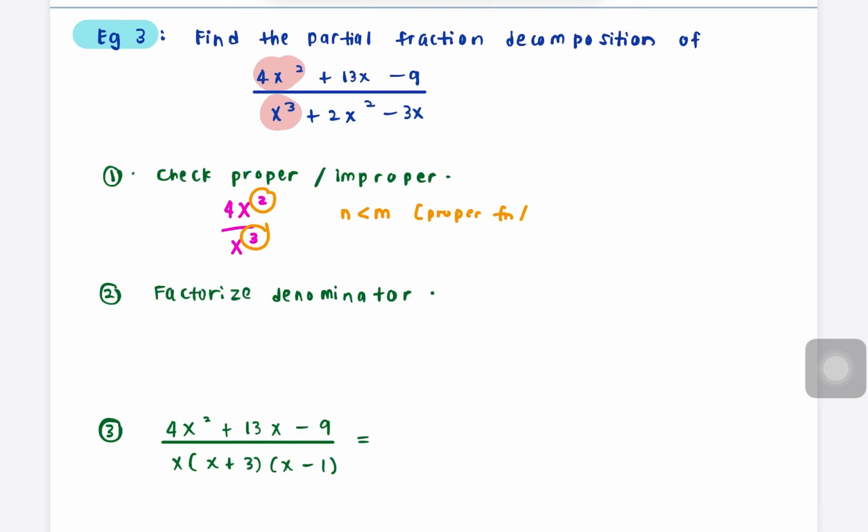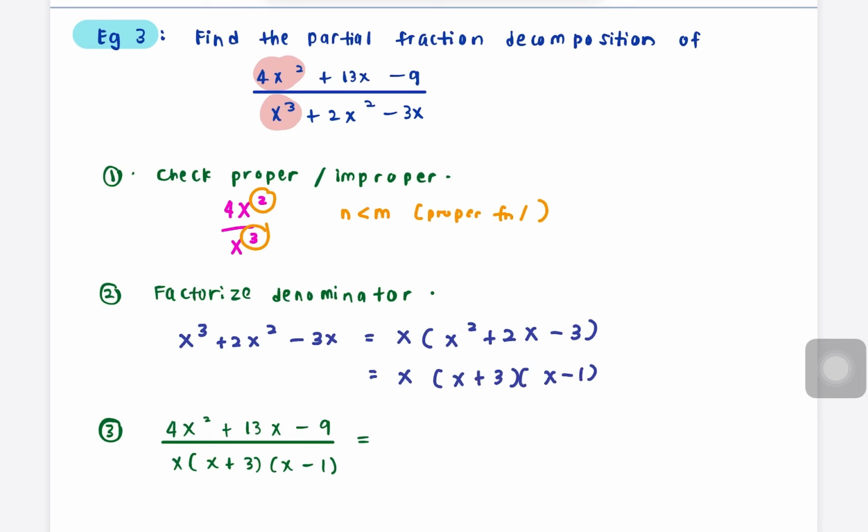And then, if proper, you can proceed to the next step, which is to factorize the denominator. So just write your denominator: x cubed plus 2x squared minus 3x. All the terms have x, so you can factor out x. Inside will be x squared plus 2x minus 3. And then for the quadratic, you can factor further using your calculator only. So you will have x plus 3 and x minus 1. Okay, that settles the second step.